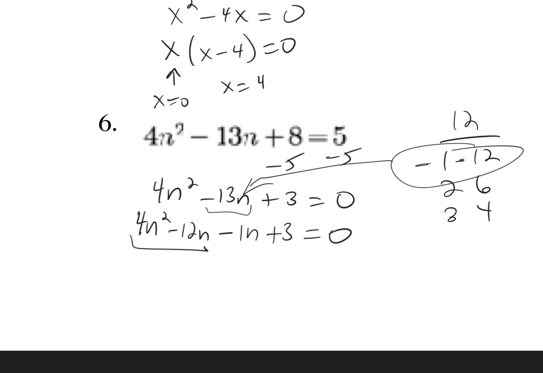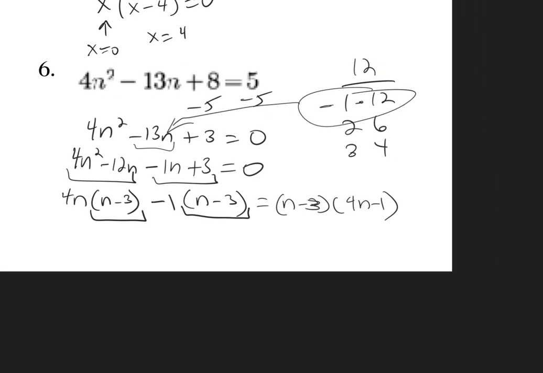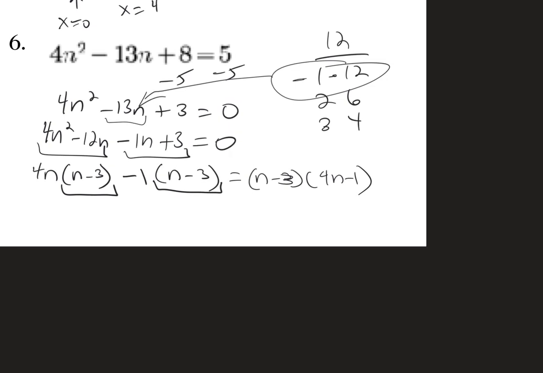In the process, I will be able to section these off. I have to take the 4n, let me go back here a little bit. Right, 4n, n minus 3. I want to make this say n minus 3, and I can do that if I put a negative 1 out here. If I have matching factors, I can factor out an n minus 3, and what is left behind is 4n minus 1. Now, remember that this is also still equal to 0.